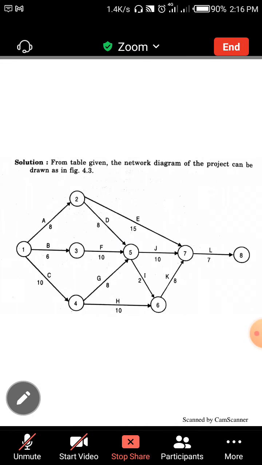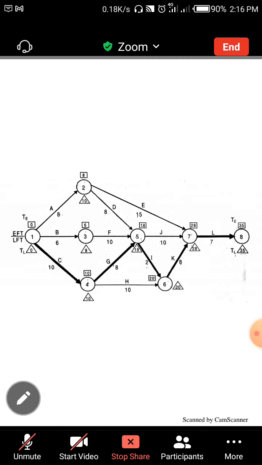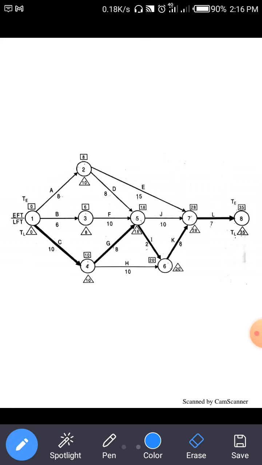After completing the network diagram, first we find the TE and TL values. We draw a square box for TE and a triangle for TL. TE is always indicated by the square box. Start from 0. For activity 1 to 2, 0 plus 8. After adding the time duration, the TE value for node 2 is 8.